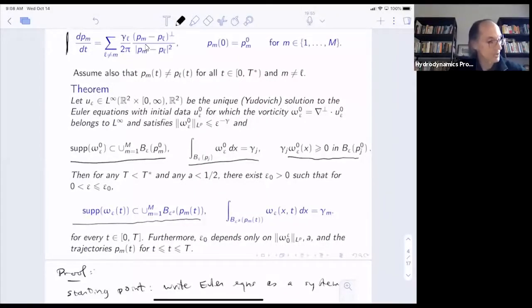then the theorem, which we want to prove, asserts that the vorticity remains concentrated around these balls. Initially, I assumed it was concentrated on a scale epsilon, and the theorem says that it remains concentrated maybe on a larger scale, epsilon to the a, where a is some number less than a half. So these are balls a bit bigger than square root of epsilon. It remains concentrated, and so in particular, this really says that the vortex is following the trajectories given by solving this ODE. And the amount of vorticity in each ball remains as it was at the beginning.